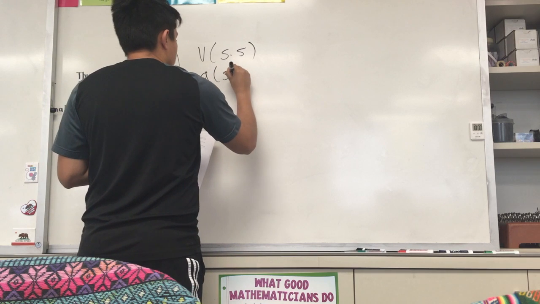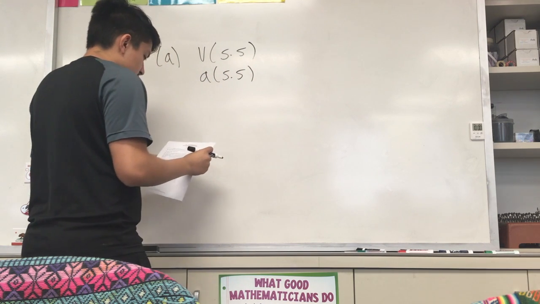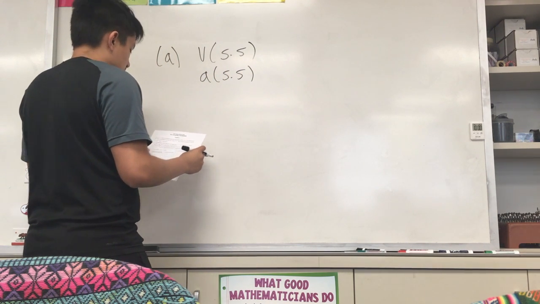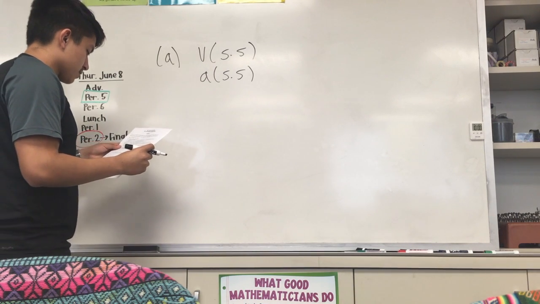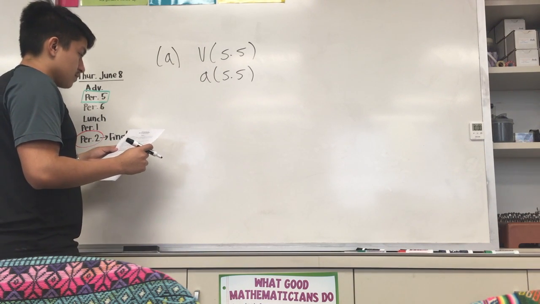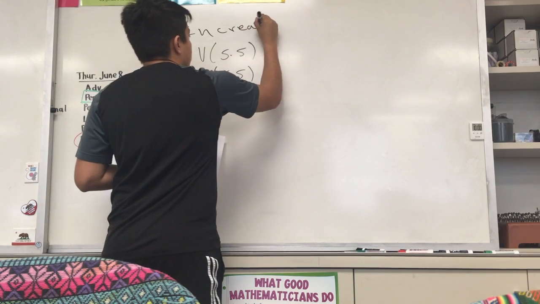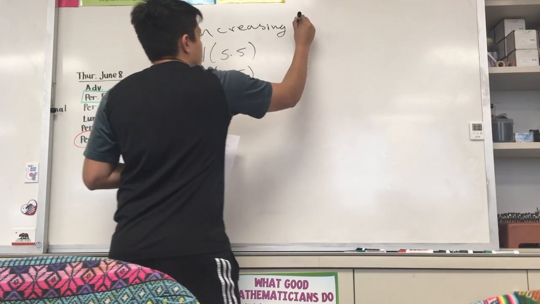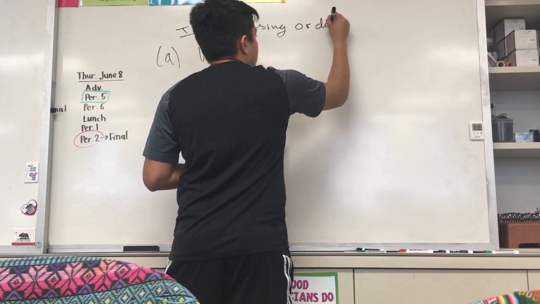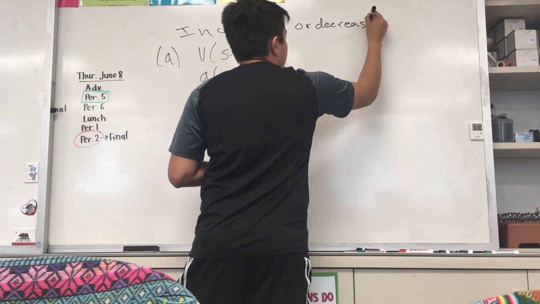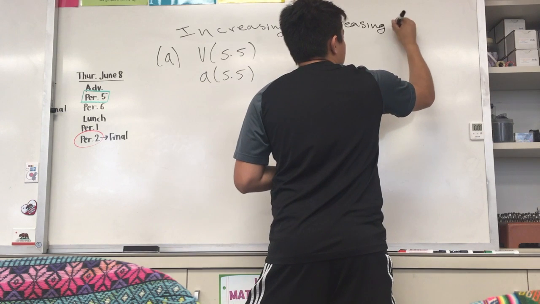So now in question number one, is the speed of the particle increasing or decreasing at t equals 5.5? You are asked to give a reason. So what we want to do is basically find v(5.5) and a(5.5).